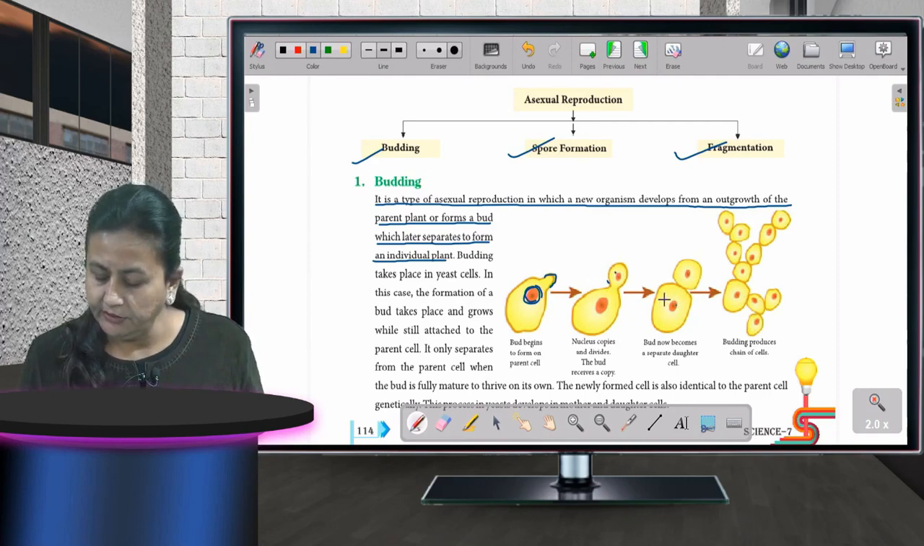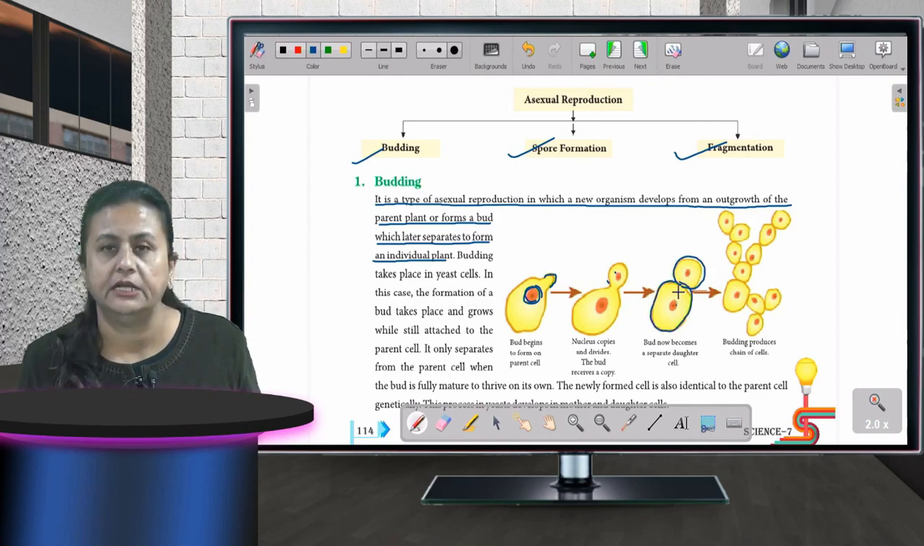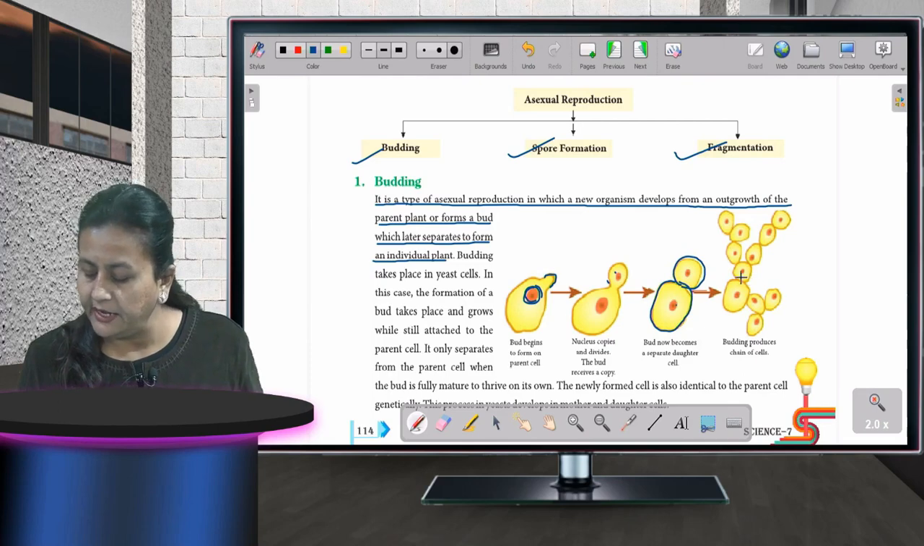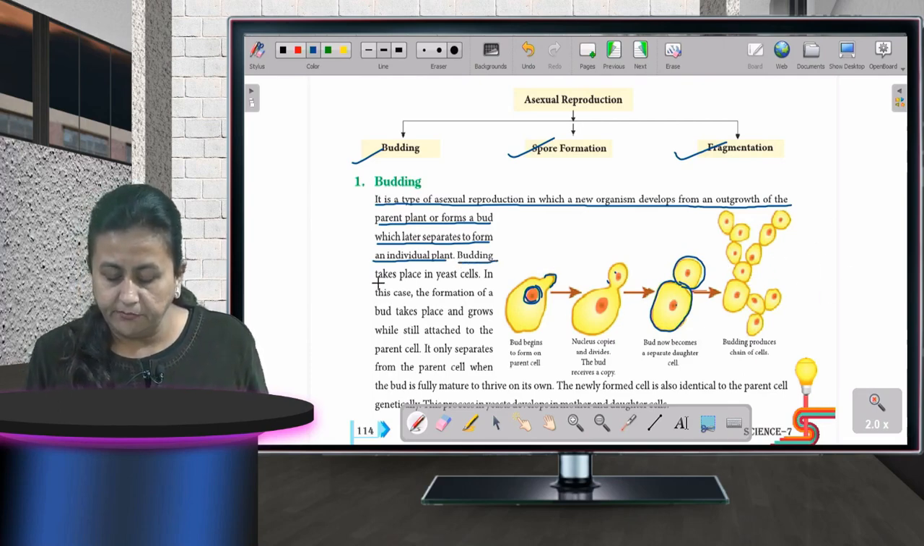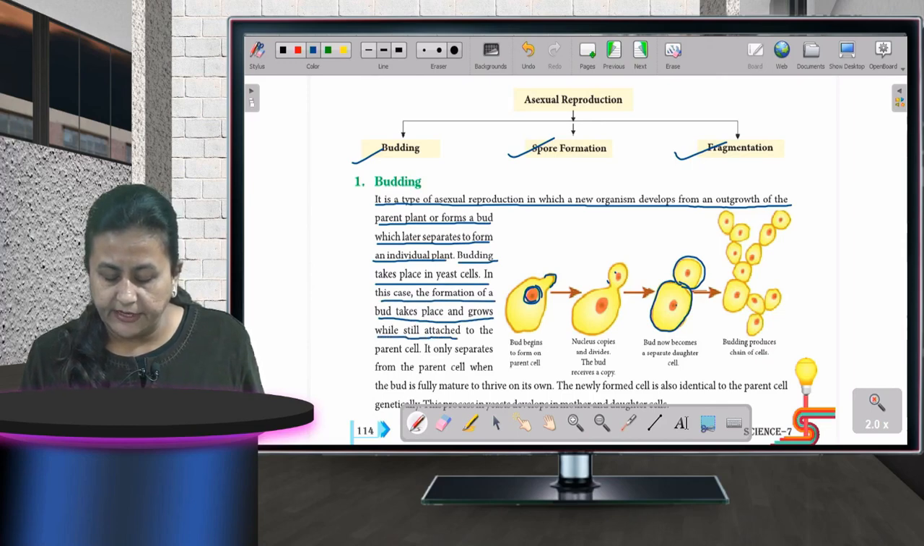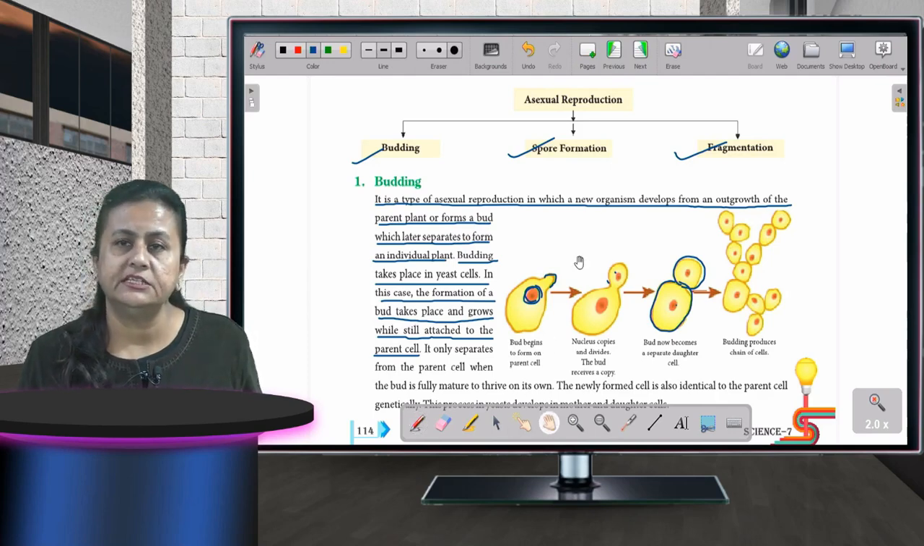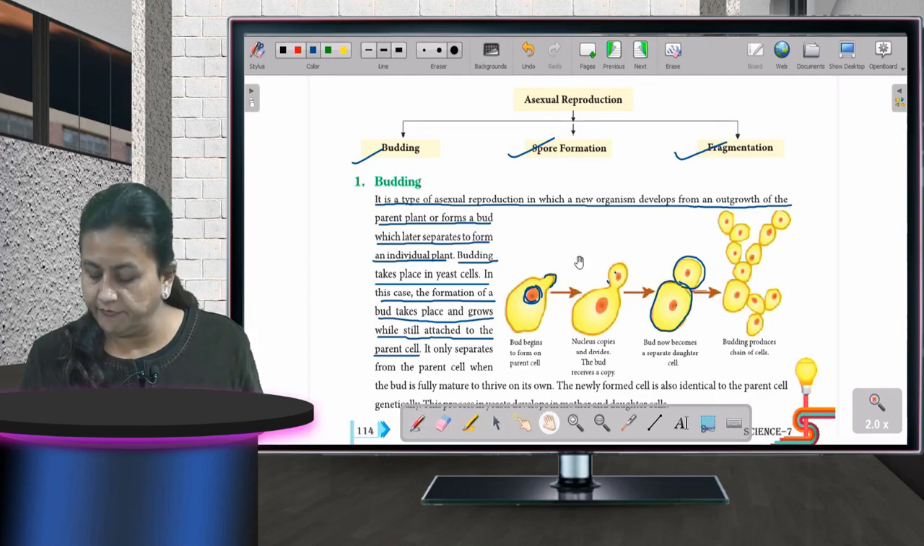You can see further, this has been separated. Now this is the parent cell and this is the daughter cell which has been separated, and it keeps on multiplying like this. So budding takes place in yeast cells. In this case, the formation of a bud takes place and grows while still attached to the parent cell. It is only after this growth that the daughter cell separates from the parent cell. Fine, children.